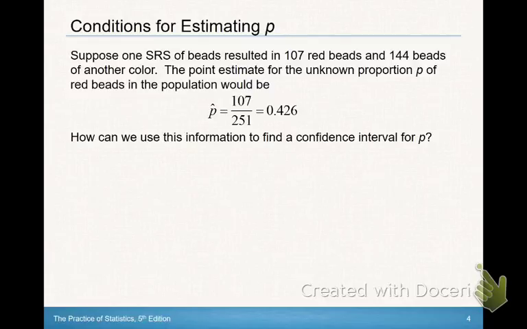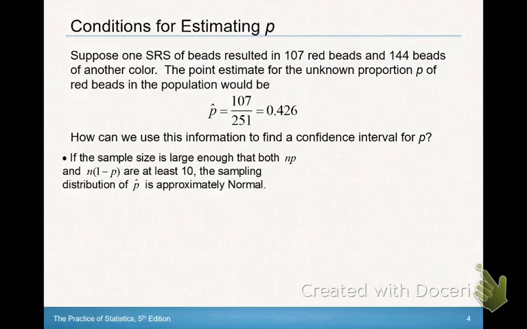Suppose one simple random sample of beads resulted in 107 red beads and 144 beads of another color. The point estimate for the unknown proportion p of red beads in the population would be p hat equal to 107 were red out of a total of 251 that were withdrawn from the container. So our p hat is 0.426. Remember, that's the statistic. So how can we use this information to find a confidence interval for p, the population proportion?